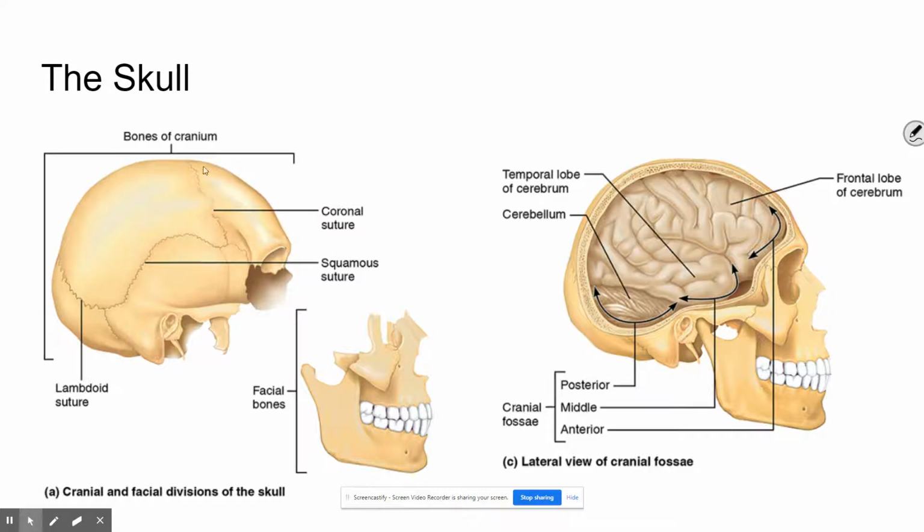The sagittal suture, which you can't see here, is along the top. That's like the sagittal plane, which divides the body in half. There's the squamous suture here on the side. And then there's the lambdoid suture, which you can't really see in the back right here. And those sutures are for the major cranial bones.